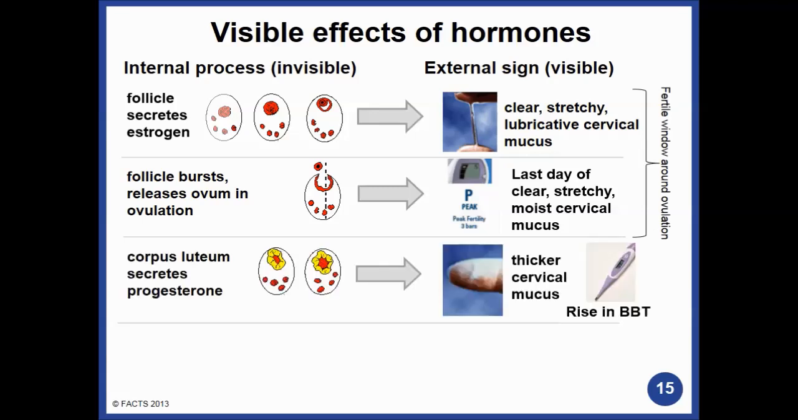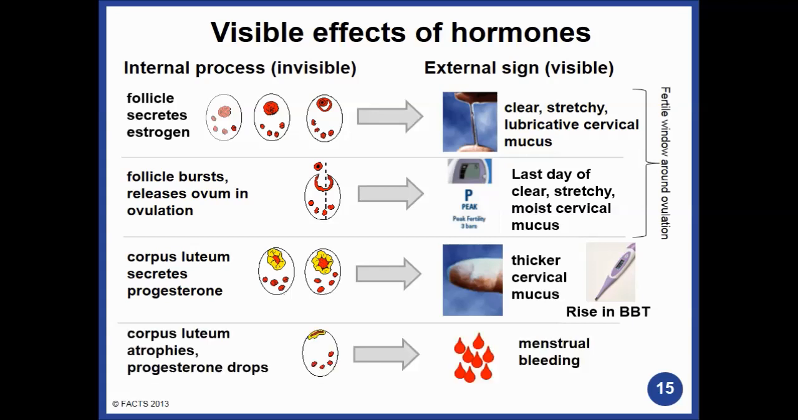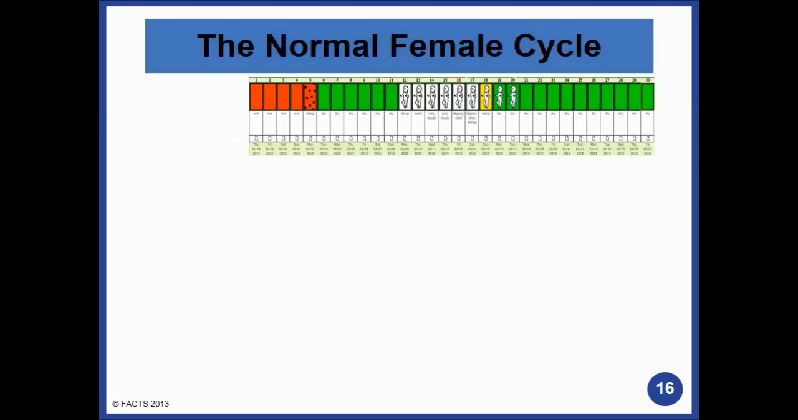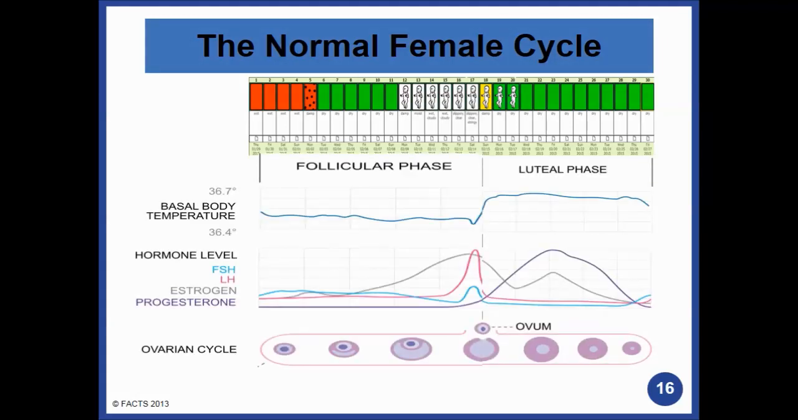As the corpus luteum secretes progesterone, you get the rise in basal body temperature and change in the mucus to a thicker type mucus. And as the corpus luteum atrophies, progesterone drops, you get the menstrual bleed, which is probably the most recognizable sign. So this is an example of a normal female cycle. And again, it's really just designed to show you how what the woman charts is a direct reflection of the internal changes that she is experiencing.